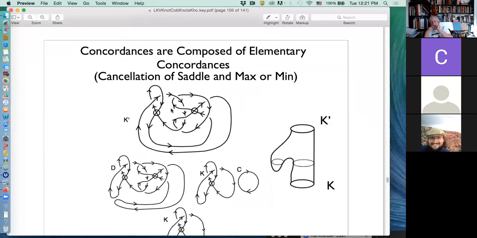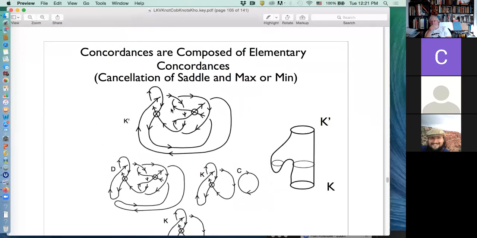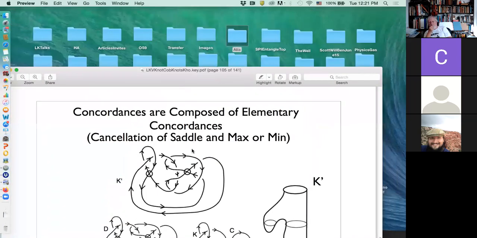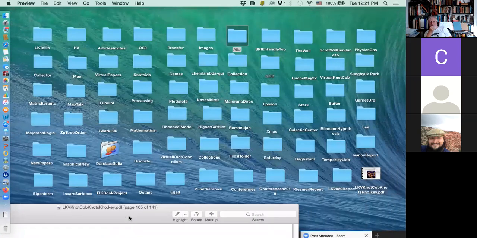But before I go and prove that this is a concordance invariant, I wanted to take a little detour, using my pad, about the Alexander polynomial and the way it behaves under concordance. So let's see here.